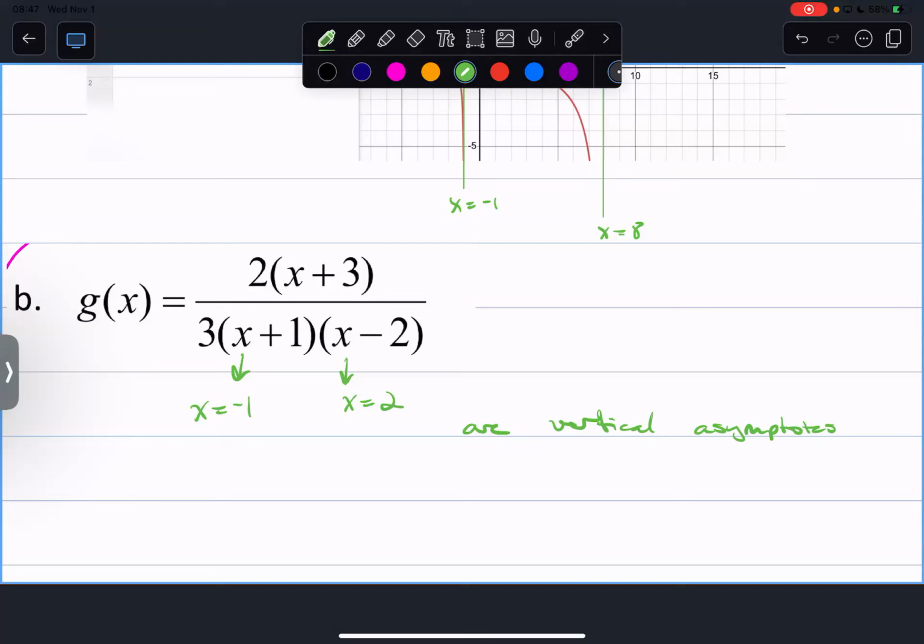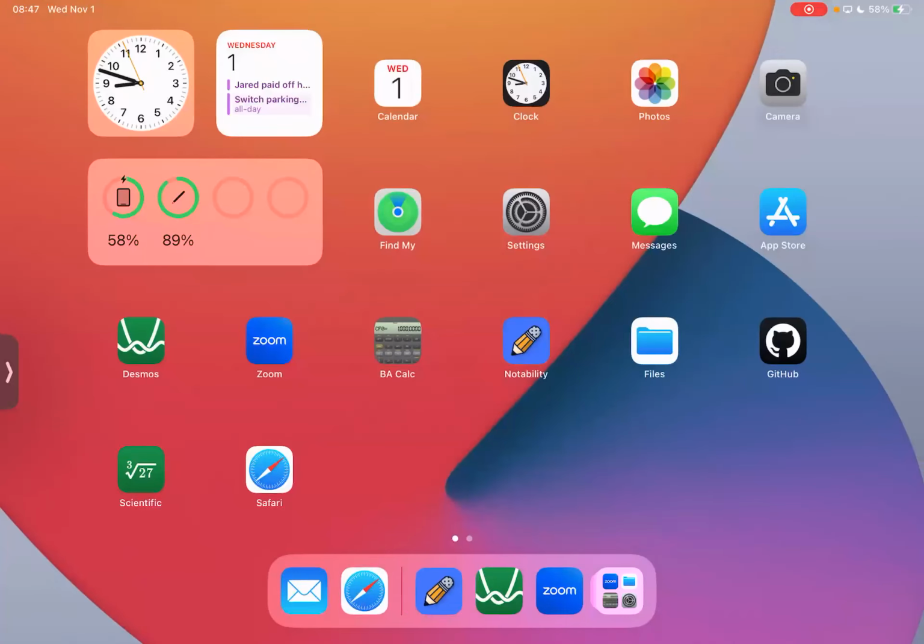Can confirm it, right? Because the 3 is never going to be 0. Anything multiplied by 3 is never going to go to 0. So you don't have to worry about the 3. It's the X plus 1 that can go to 0. The X minus 2 that could go to 0, right? And let's just graph this here.